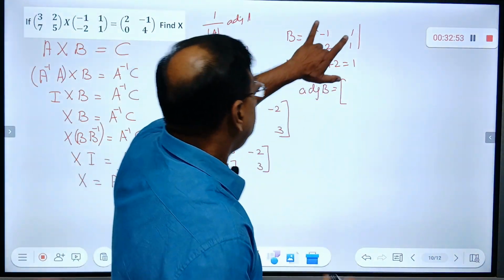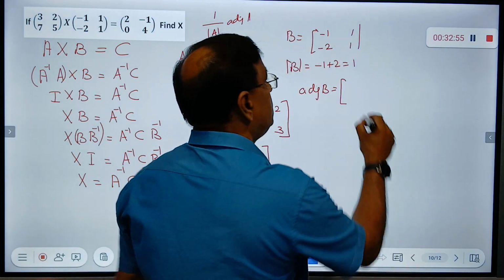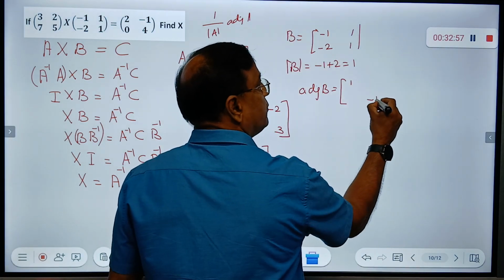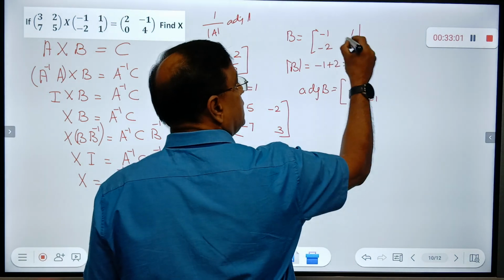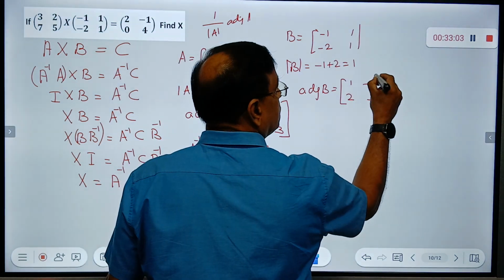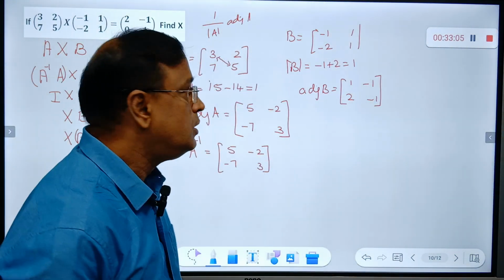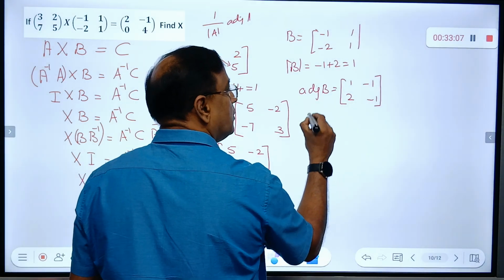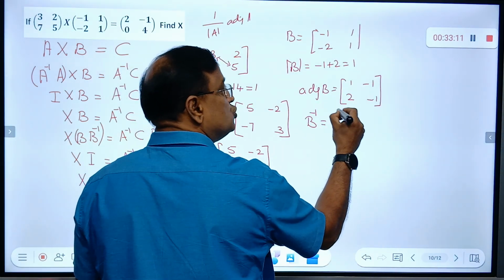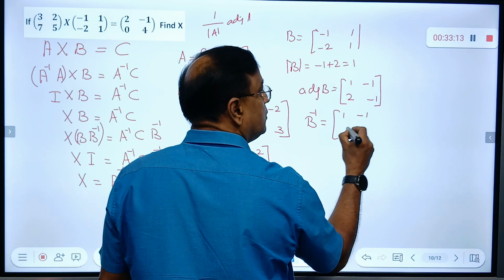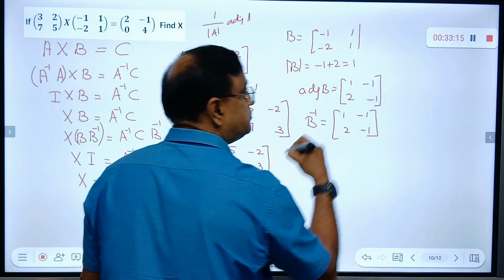Shortcut. Interchange the main diagonal. What is that? 1, minus 1. Correct? Interchange these two. Change the sign of the other diagonal. 2, minus 1. Now what is B inverse? 1 by determinant of B. Here determinant of B is 1. So it is same as the adjoint. 1, minus 1, 2, minus 1.